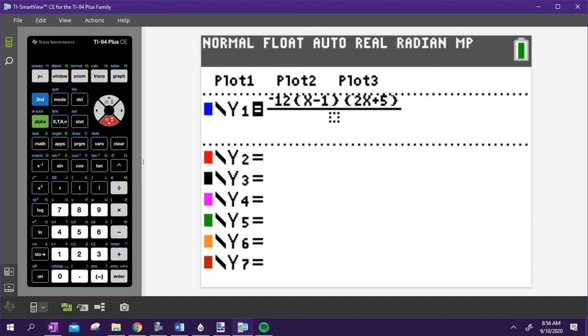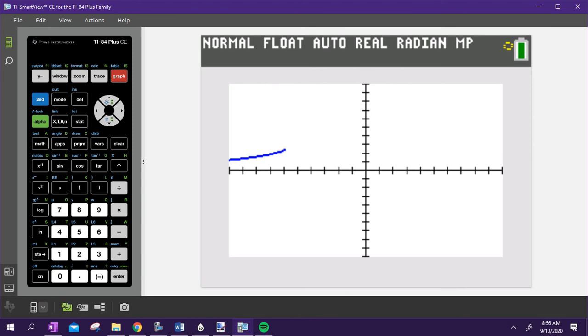On bottom, we had another 2x plus 5. We had an x plus 2. And the last one was x minus 3. Okay, thank you. X minus 3. Let's hit graph. Oh, yeah. Look at that. Just what we drew. Even got the y-intercept right.